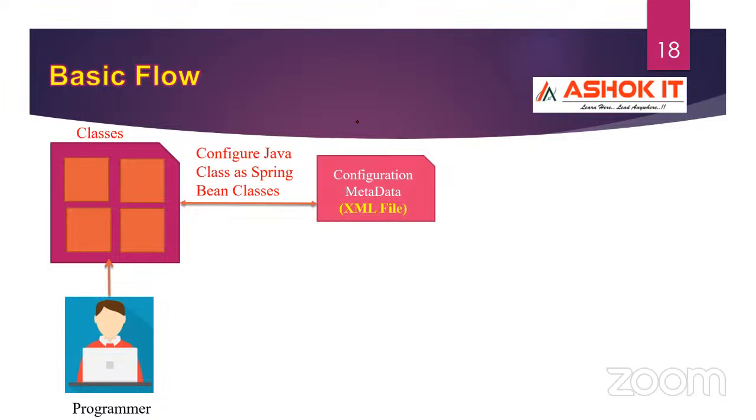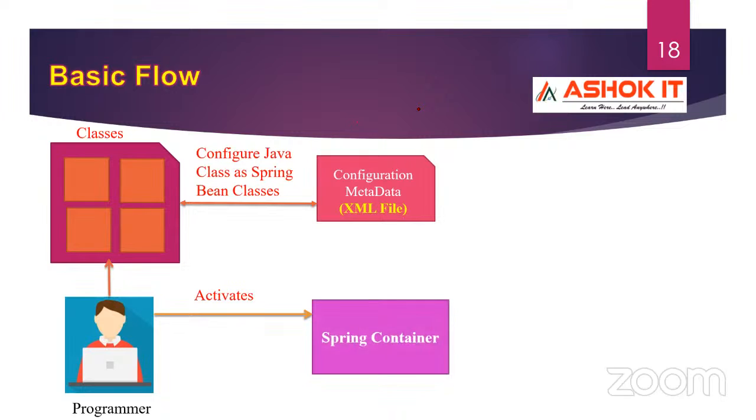Who will activate the container in the Spring application, guys? The programmer needs to activate the Spring container, either the XML bean factory container or the application context container. Who will activate the Spring container in the Spring application? The programmer only, guys. The programmer has control to instantiate the Spring container by creating objects of the container classes using the new keyword.